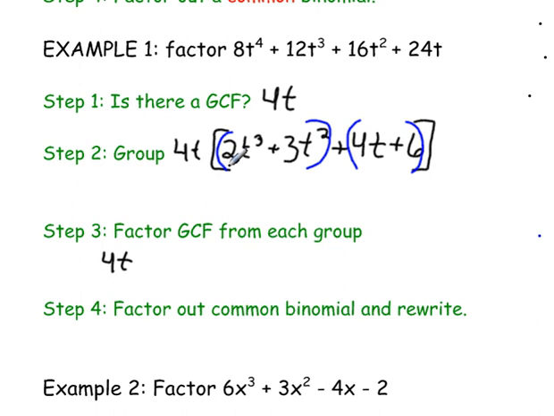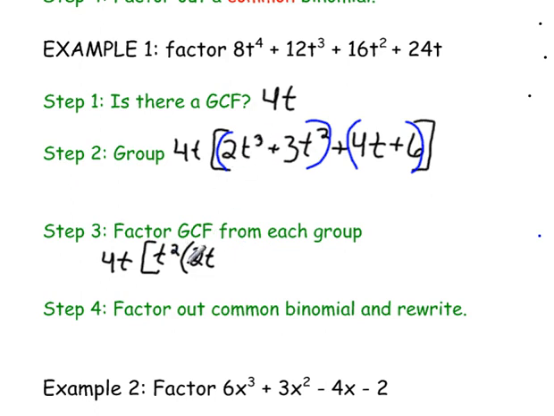What is the greatest common factor from 2t cubed plus 3t squared? The only thing they have in common is t, and the lowest power between the two is 2, so they all have a t squared. That leaves me with t squared times what's left over, 2t to the first. I managed to get that because I factored out a t squared.